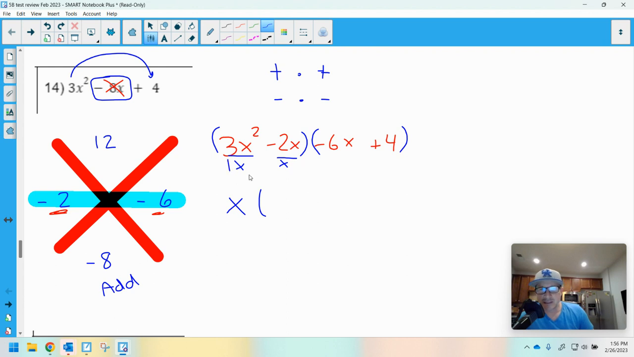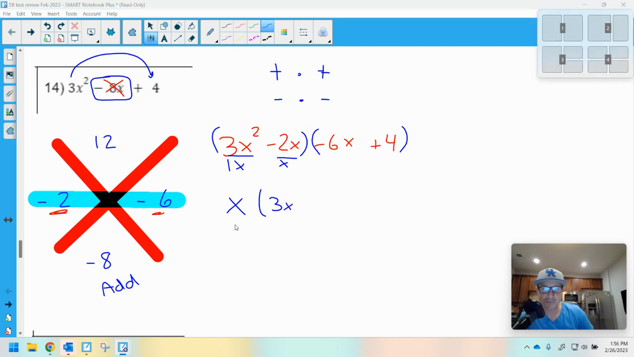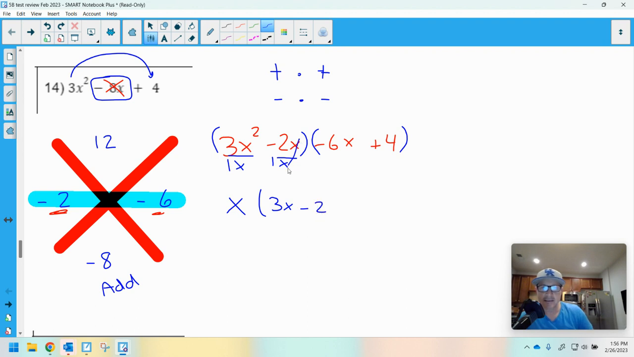3x, and sometimes it's easy to put a 1 in here. 3 divided by 1 is 3. X squared divided by x is x. You're always going to have a number in this first spot and this next spot. -2 divided by 1x is going to be a -2. X's cancel out.